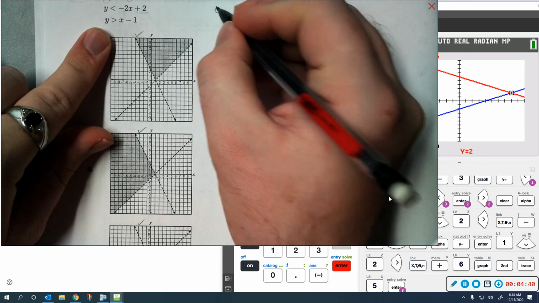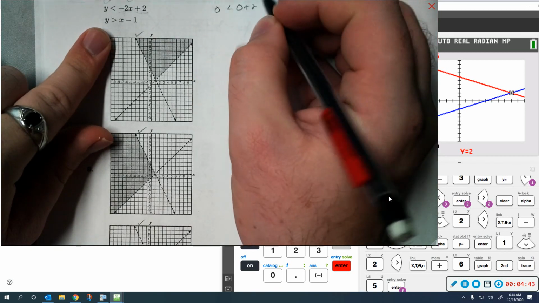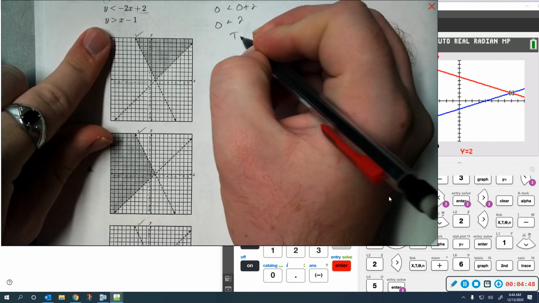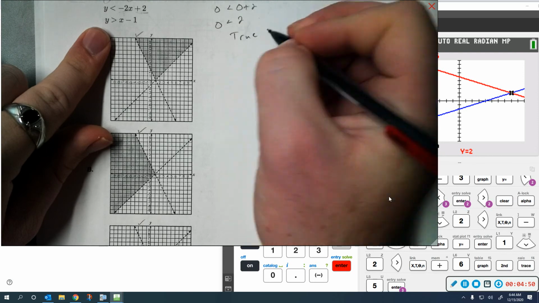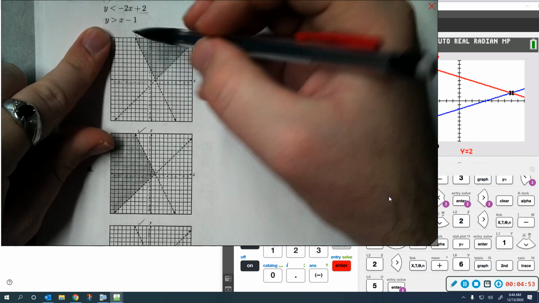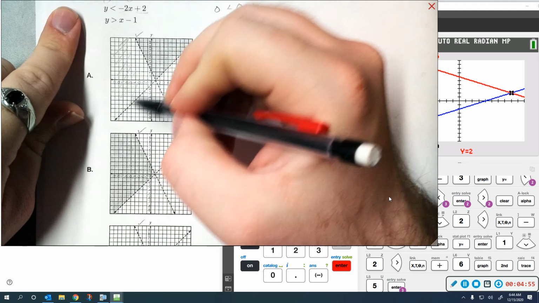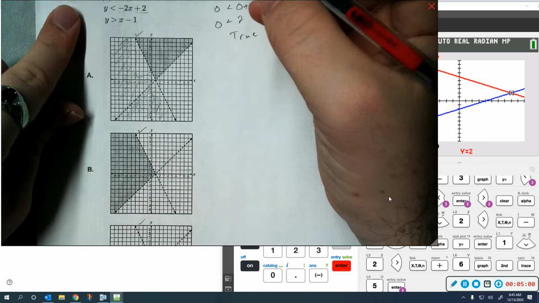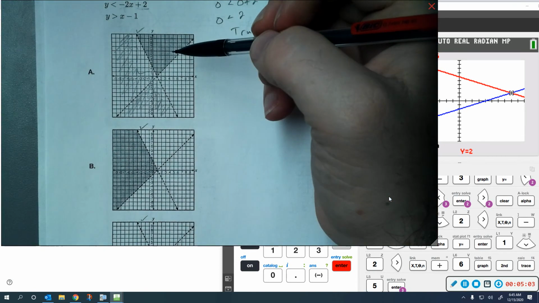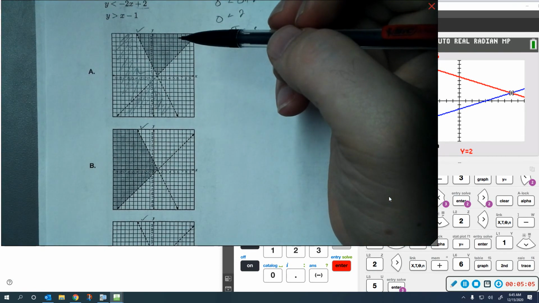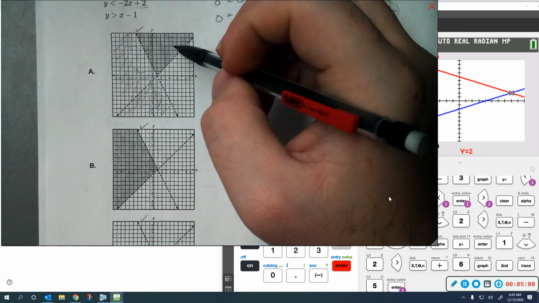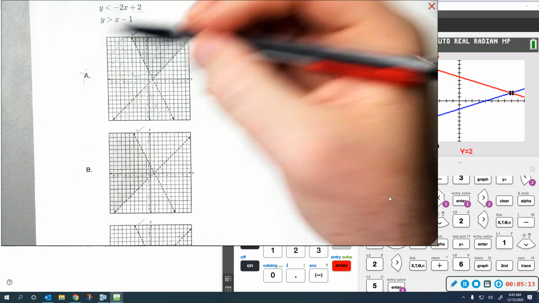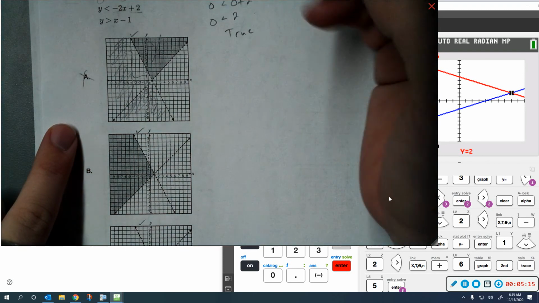So is 0 less than 0 plus 2? Well, 0 plus 2 is 2, and 0 is less than 2. That is true. So on this line, everything over here should be shaded. So it's definitely not, well, it could be A. We'll see. So I shaded it going left to right. So it cannot be A because this part should be in some part of the shade if it was A. But I'm going to keep using A to get my other parts.